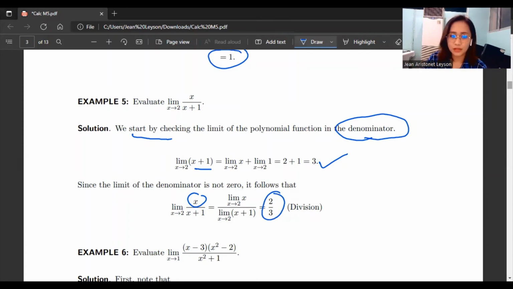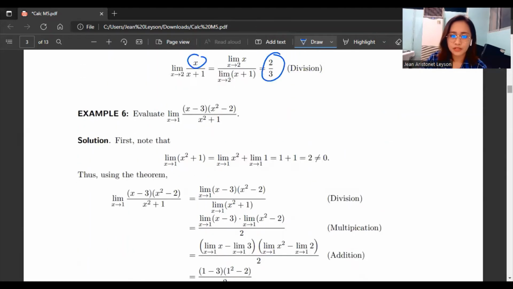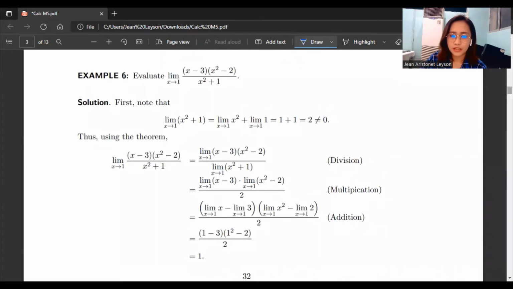Next example, we have here the limit of the quantity of x minus 3 times the quantity of x squared minus 2 over x squared plus 1 as x approaches 1. So again, first thing that we have to do is to determine whether or not our denominator will be equal to 0. Because again, if it's 0, we won't be able to apply this certain theorem.